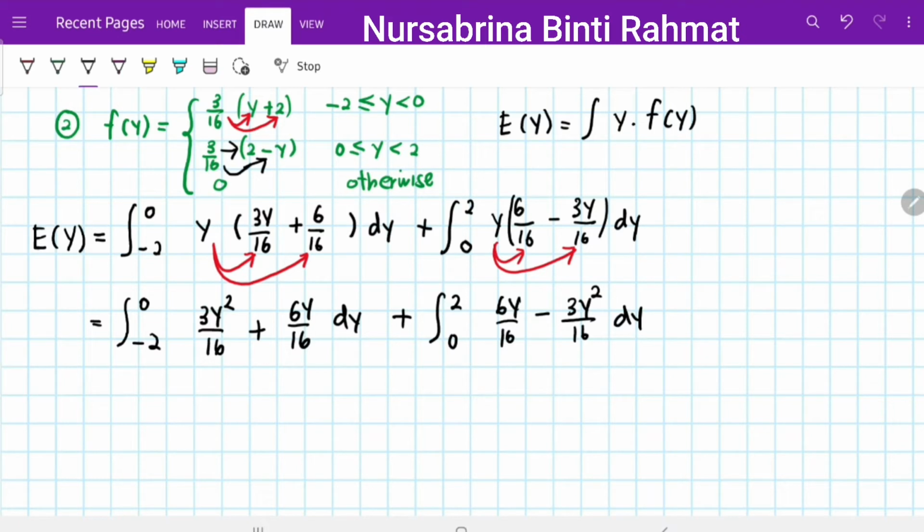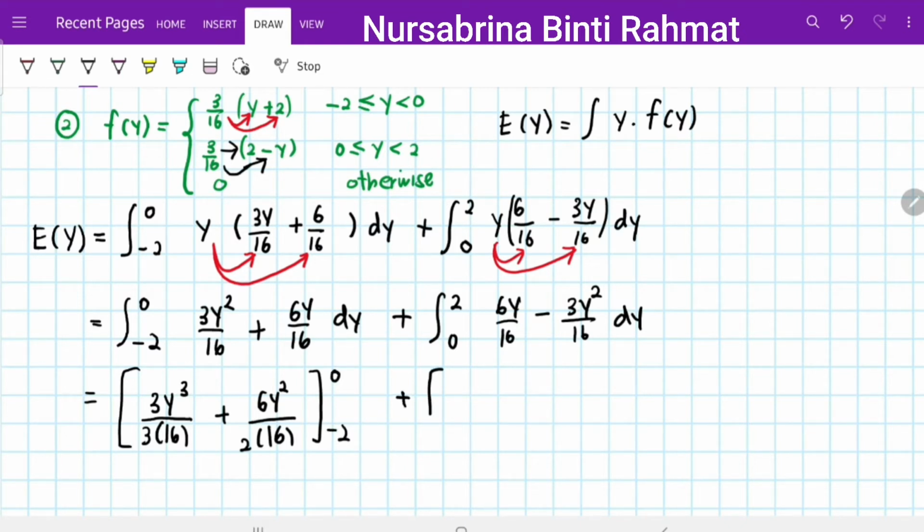Okay, now we have an easier to look at equation, so it's easier for us to expand the equation and integrate it. Let's solve the first one. 3y squared per 16, when we integrate it, becomes 3y cubed over 3 multiplied with 16, plus 6y squared over 2 multiplied with 16, close the bracket. It should be within 0 to minus 2. Plus this one, square bracket.